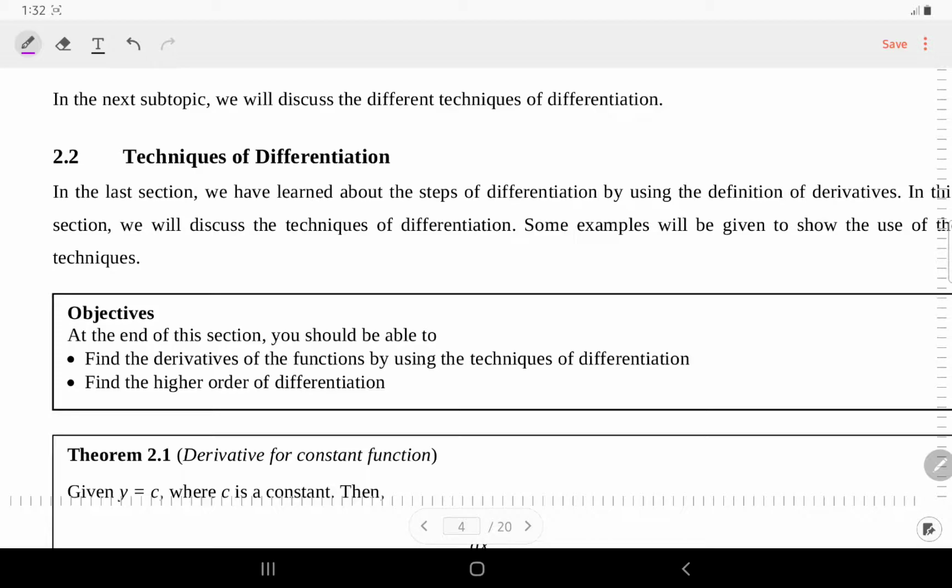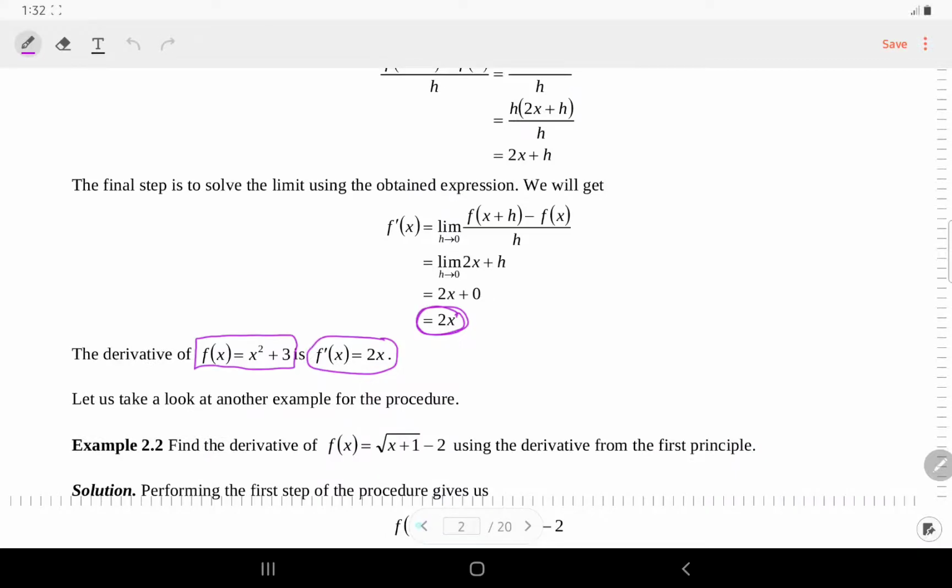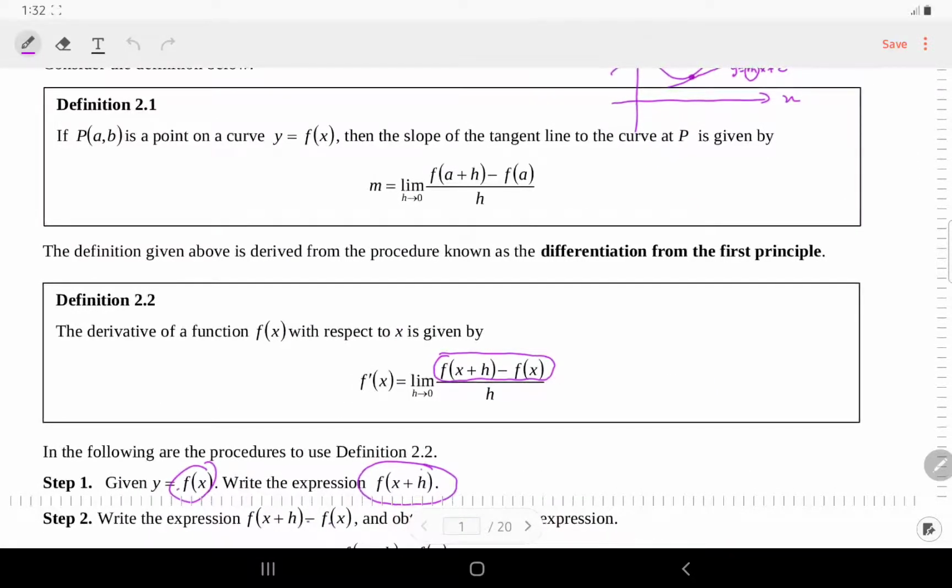Oh, sorry, saya terlupa one thing. Yang tadi formula first principle, okay, nama dia adalah differentiation from the first principle, or the other name is the definition of derivative. Okay, so kalau dalam exam ada satu soalan tu, dia kata differentiate the following function with using the first principle, okay, atau with using the definition of derivative.